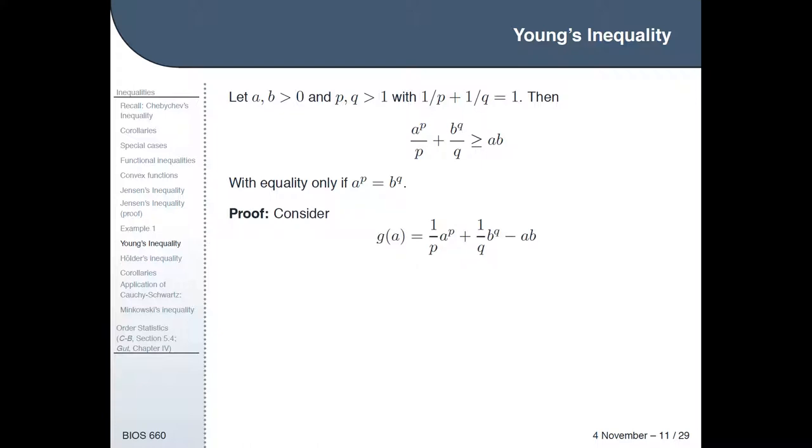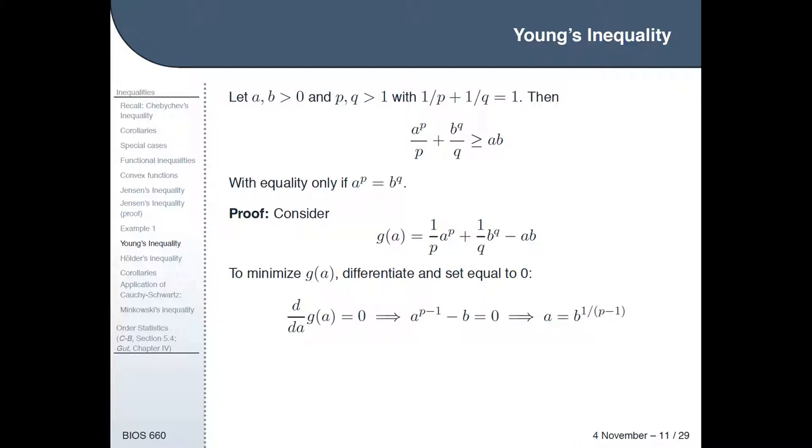So how do we prove this? Well, let's define a function g of a to be basically the left-hand side of that inequality minus the right-hand side. So let's try to find the value of a that makes that as small as possible. We can do this by differentiating g with respect to a and setting it equal to 0. We end up with a equal to b to the 1 over p minus 1.